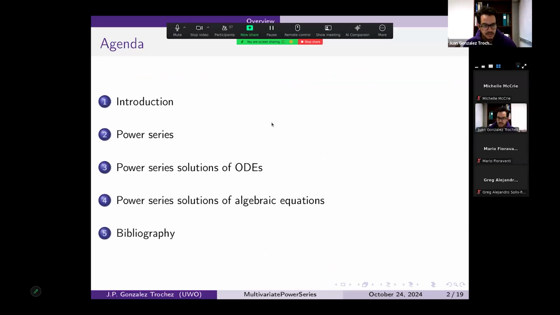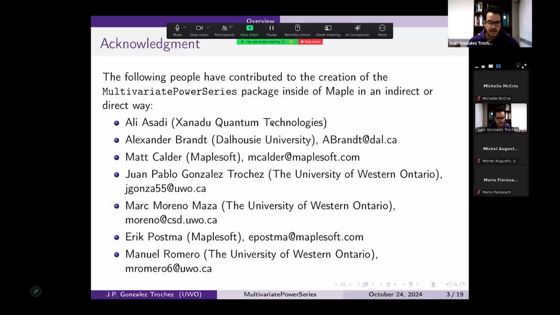So this is the agenda for today. First, I will do a short introduction. Then I will talk about power series, then power series solutions of ODEs, and later on power series solutions of algebraic equations. The following people have contributed in an indirect or direct way to the MultivariatePowerSeries package in Maple. I think it's important to mention them, as you can see them here.